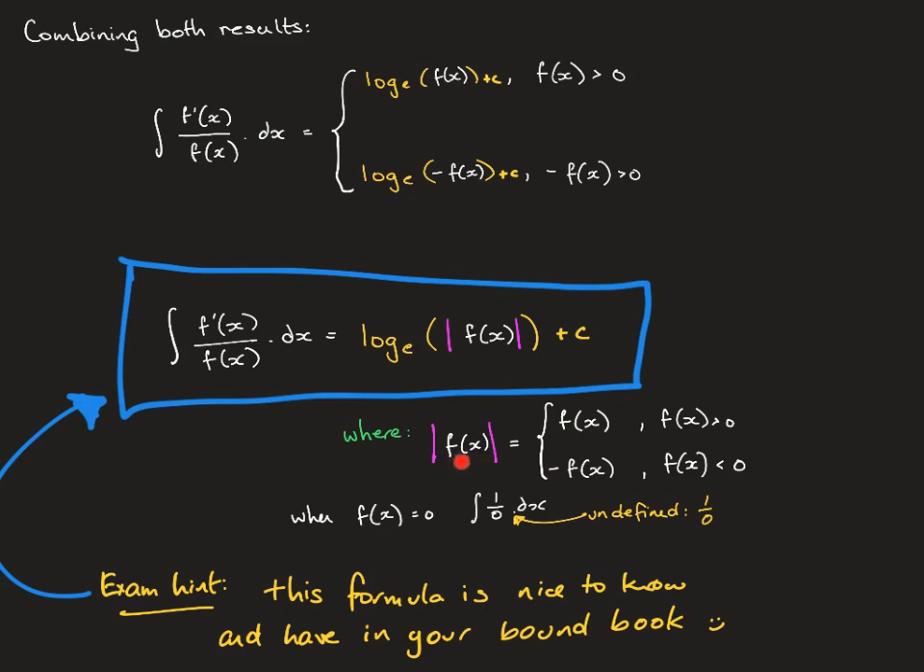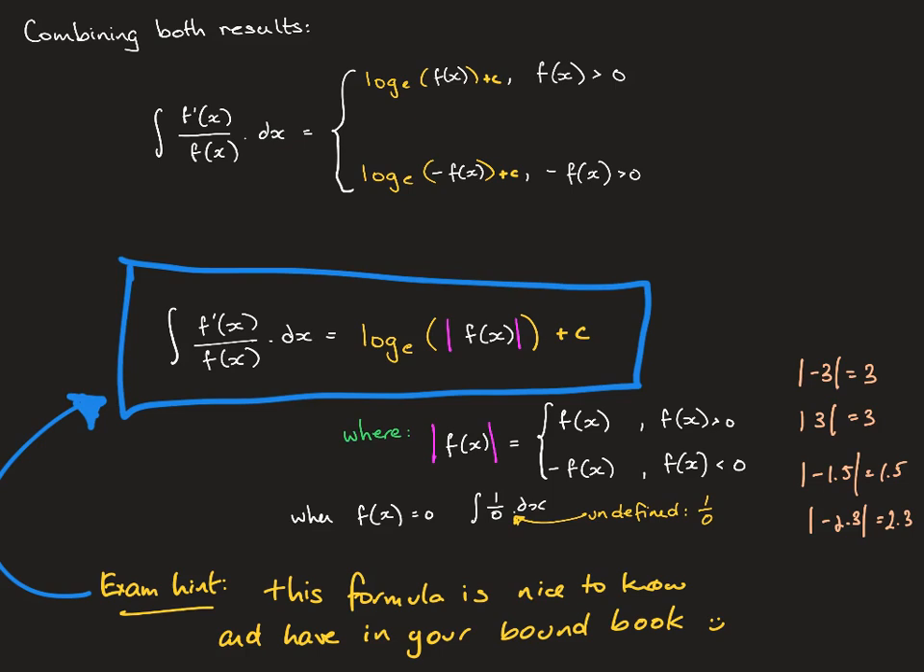So basically, if this answer is -3, let me write this over here. The absolute value of -3 is 3. The absolute value of 3 is 3. The absolute value of -1.5 is 1.5. The absolute value of -2.3 is 2.3. So whatever the size of the answer is, you keep, but you just disregard the negative sign.